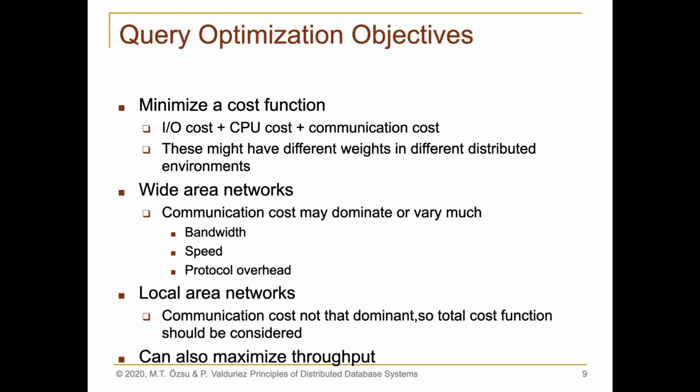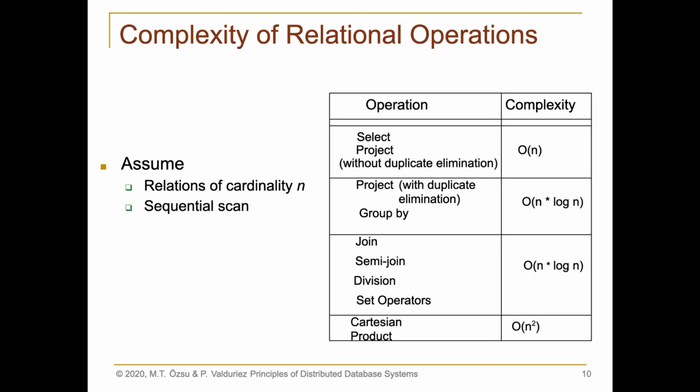In addition to minimizing a cost function, query optimization could also maximize the throughput, or the amount of time that you require to process or accomplish some task. Since we are expressing the outcome of our query optimizer in terms of relational algebra, it's important to know the complexity of various relational operators. We assume relations of cardinality n while discussing the complexity of relational algebra operators, and we also assume sequential scans rather than random scans.